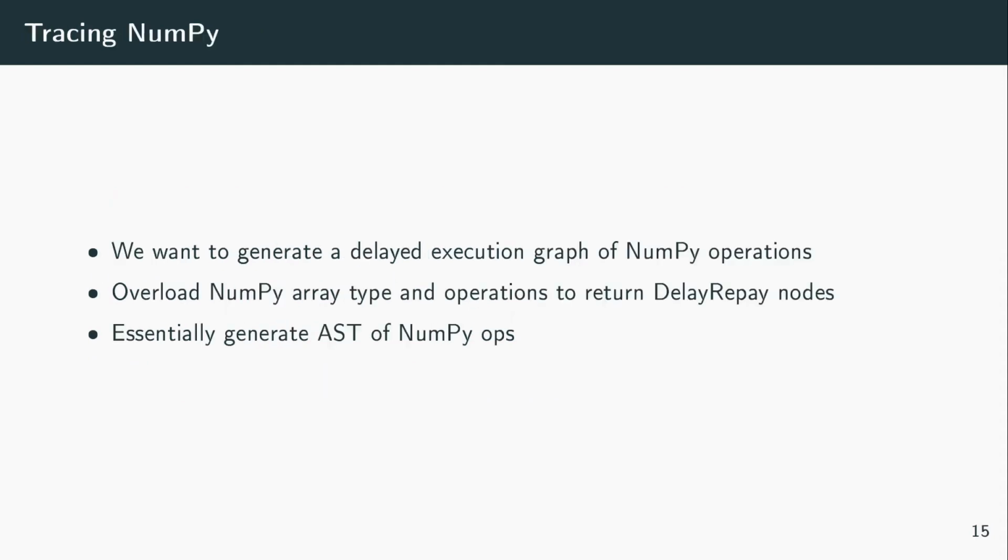To achieve this, we need to generate a delayed execution graph of NumPy operations. We overload the NumPy array types and operations to return DelayRepay nodes. And we essentially generate something, at the implementation level at least, that is very much like an abstract syntax tree of NumPy operations. To do this, we heavily leverage Python's object ability to subclass and change types at runtime or change function definitions, and we also mess with the import system greatly.